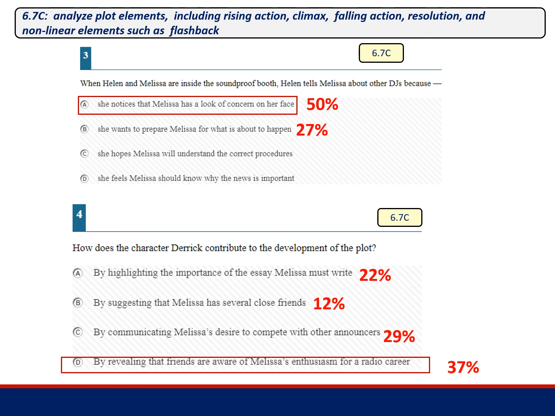22% chose A, which is also incorrect because although Derek tells her about the essay contest, it does not highlight the importance of Melissa writing one. 12% chose B. This one is incorrect because although it may be true that she has several close friends, that's not related to the advancement of the plot. Let's take a look now at the last question, question 5, the question for 6.7C.